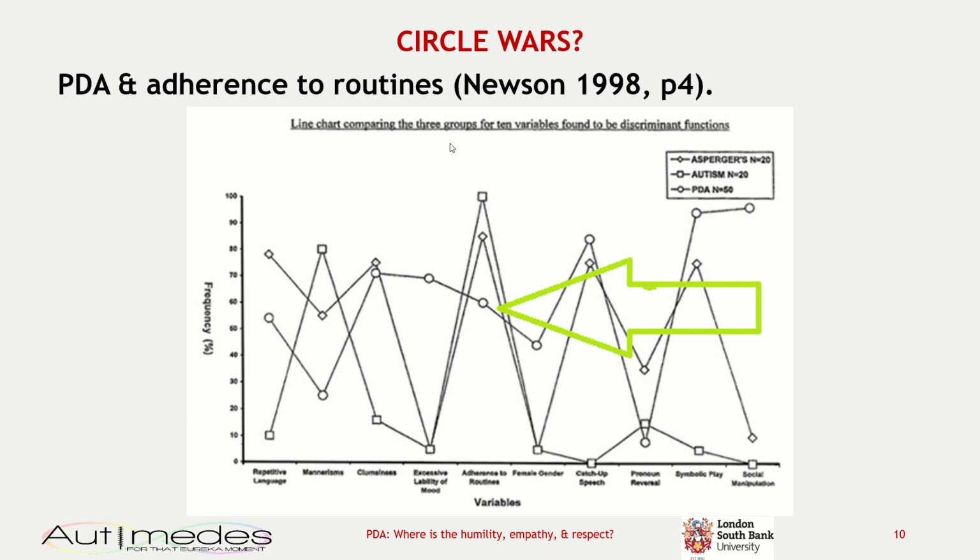This is back during the DSM-4, which had autism subtypes; the three accepted autism subtypes were pervasive developmental disorder not otherwise specified, autistic disorder, and Asperger's syndrome. The squares are autism, the diamonds are Asperger's syndrome, and the circles are PDA. I've got a big, massive, fat green arrow next to this circle for PDA, which is over adherence to routines, and that's because 60% of these PDA cases adhere to routines, which indicates that a good majority of Newson's PDA cases adhere to routines.